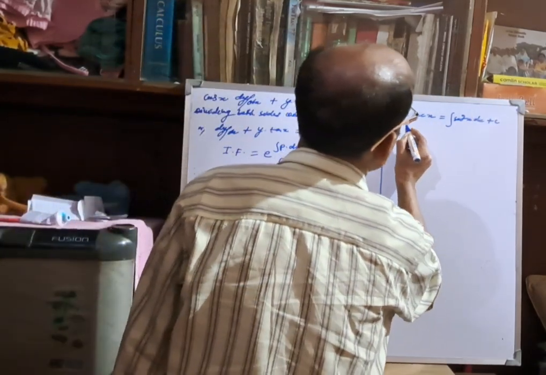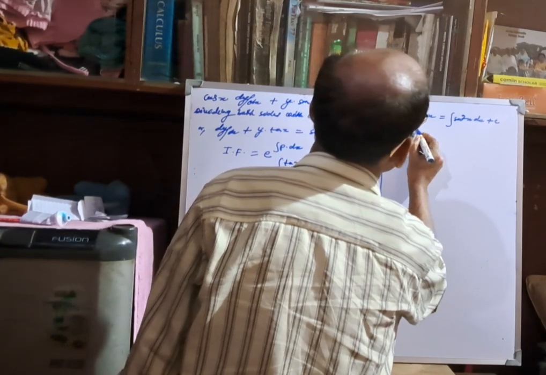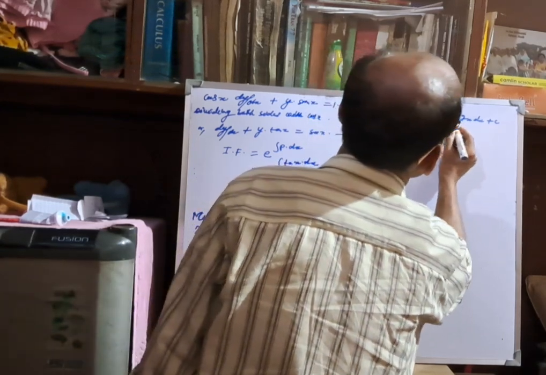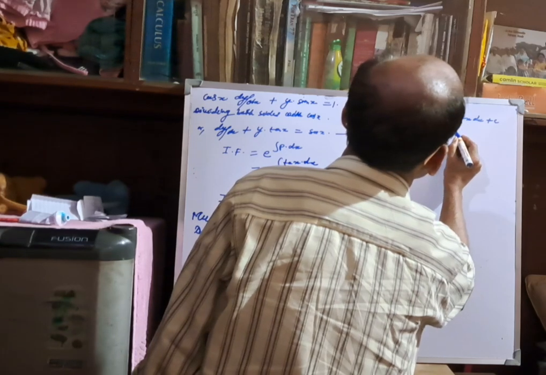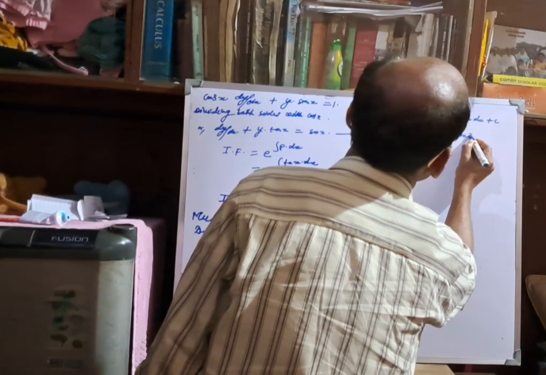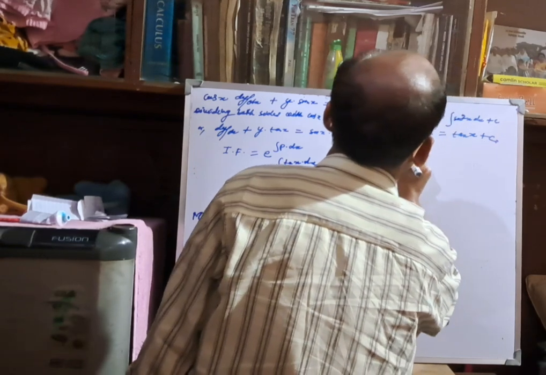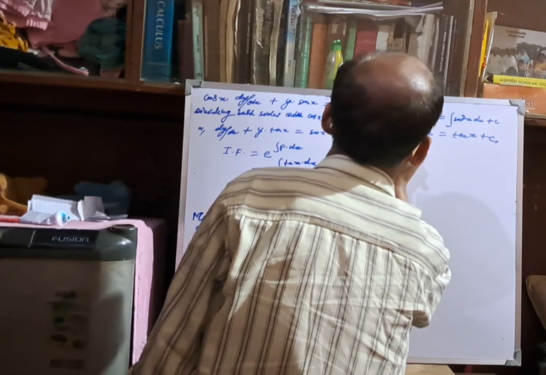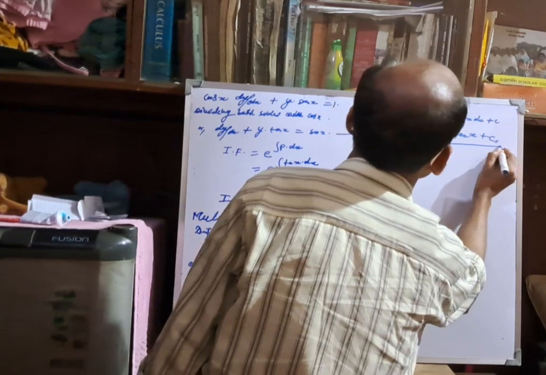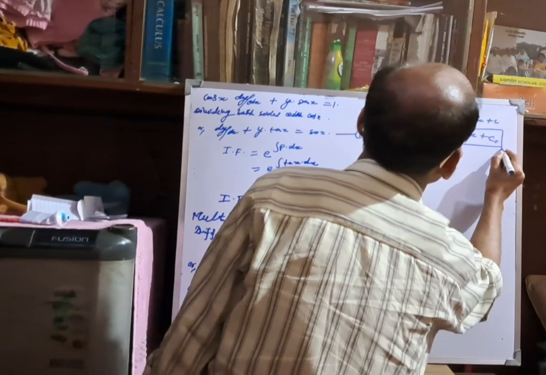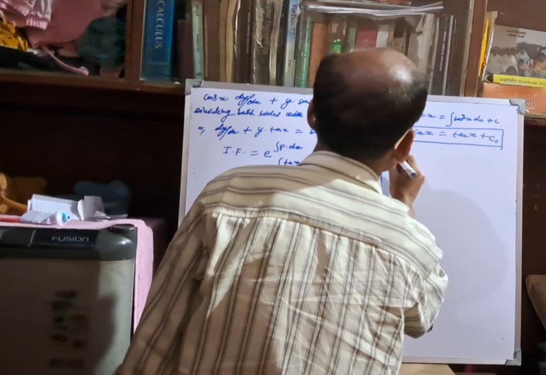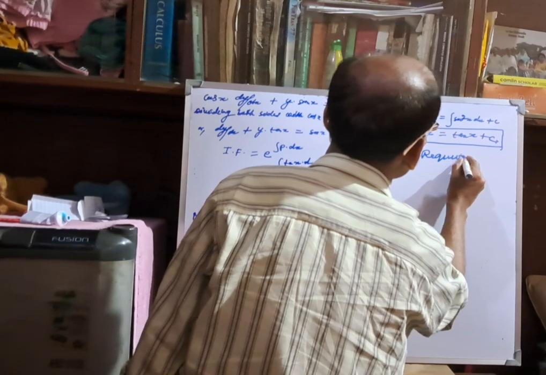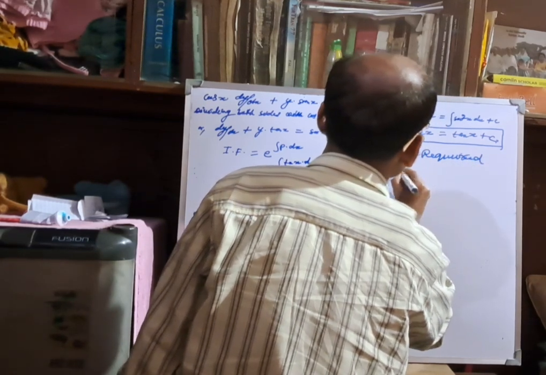Now it becomes here y sec x is equal to, and the integration of sec square x is tan x plus c. And this becomes the solution of the given differential equation, the required solution.